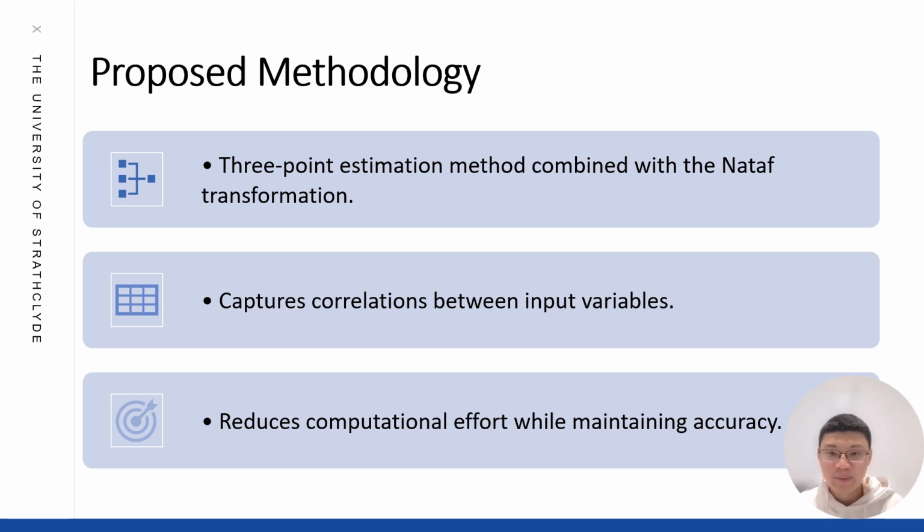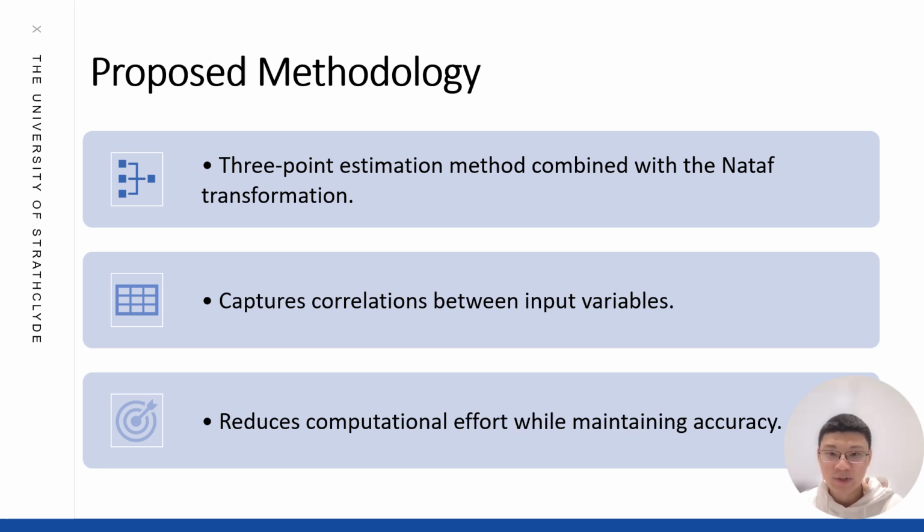The Nataf transformation is employed to handle correlations between the input variables, such as the load demand and the renewable energy output. This transformation converts correlated random variables into a set of independent standard normal variables, simplifying the analysis. By considering the variables' correlations, this method improves the accuracy of the stochastic modeling, reflecting realistic system behavior more efficiently.